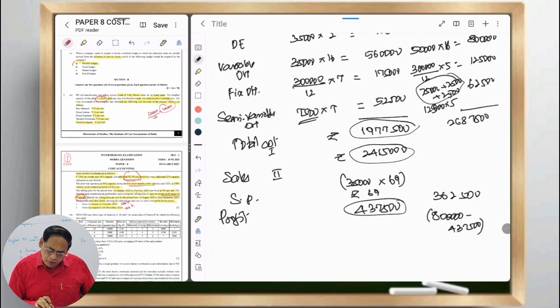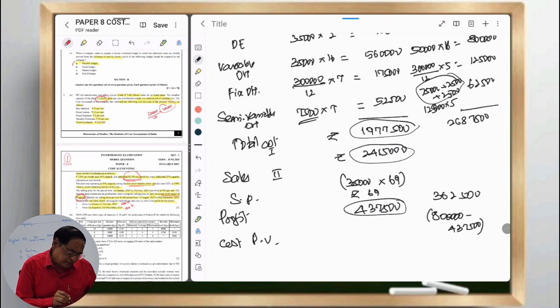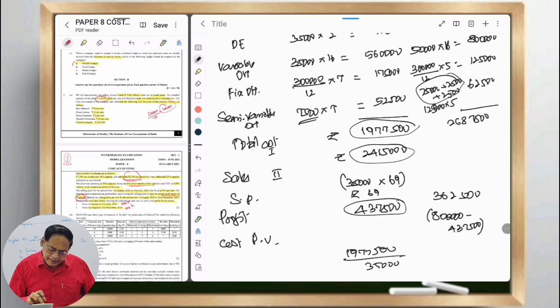So here now we have to calculate the cost per unit. Cost per unit means total cost, here in this case total cost 19 lakhs 77,500, total number of units 35,000. So cost per unit is 19 lakhs 77,500 divided by 35,000. So that is 56 rupees 50 paise. So cost per unit 56 rupees 50 paise. It's over.